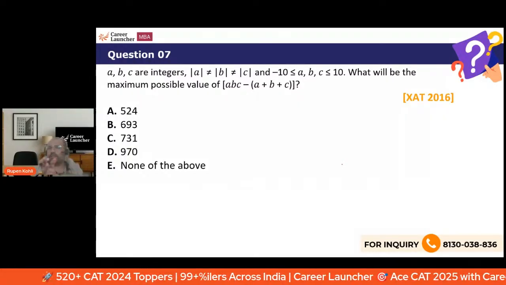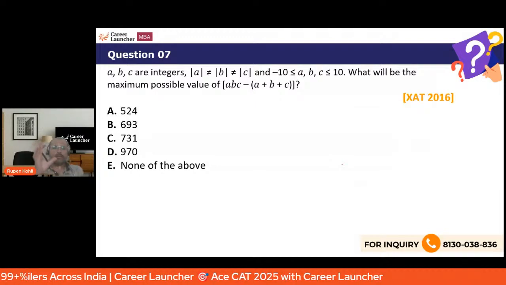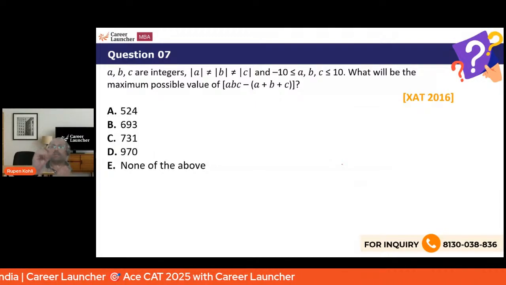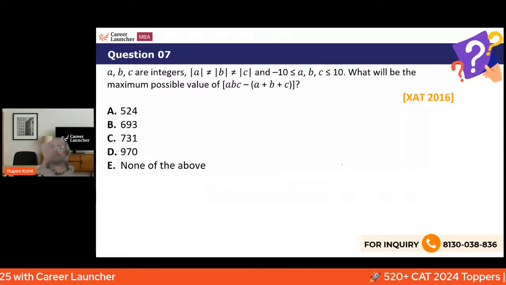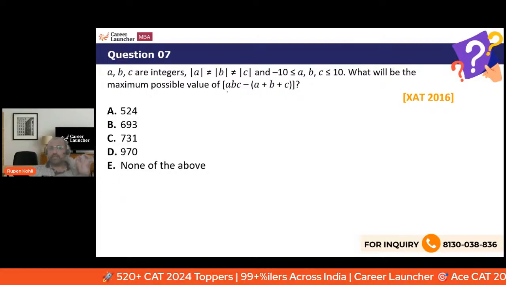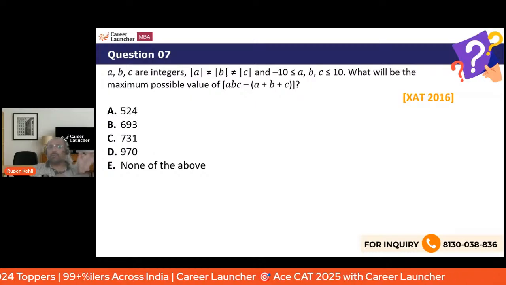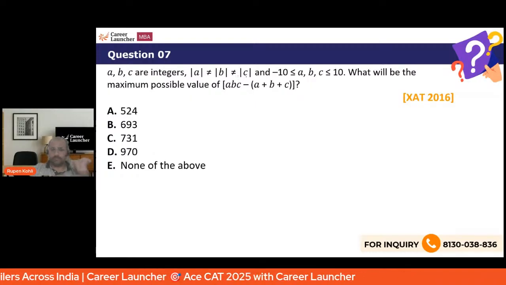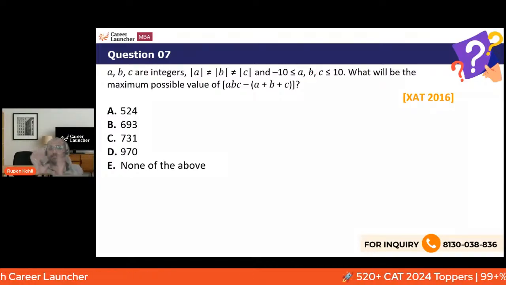The kind of question I took as the second problem, if you can remember, x, y square, z cube, something on those terms, where you have some range of variables, and you have to maximize or minimize some expression. So this is a very good problem, I would say. A, B, C are integers, and mod A is not equal to mod B is not equal to mod C. And each of these three variables lies in the range from -10 to +10.